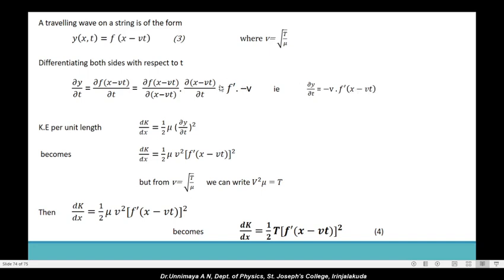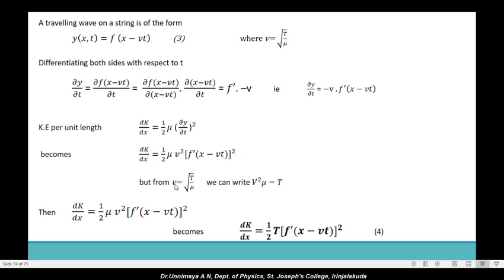f prime is a function of what? It is a function of x minus vt. So minus v into f prime (x minus vt). So we get the expression for dou y by dou t. Now take the expression of kinetic energy per unit length. Kinetic energy per unit length dK by dx is equal to half mu (dou y by dou t) square. So substitute for dou y by dou t, that is minus v f prime (x minus vt). Then dK by dx becomes equal to half mu v square f prime (x minus vt) square.